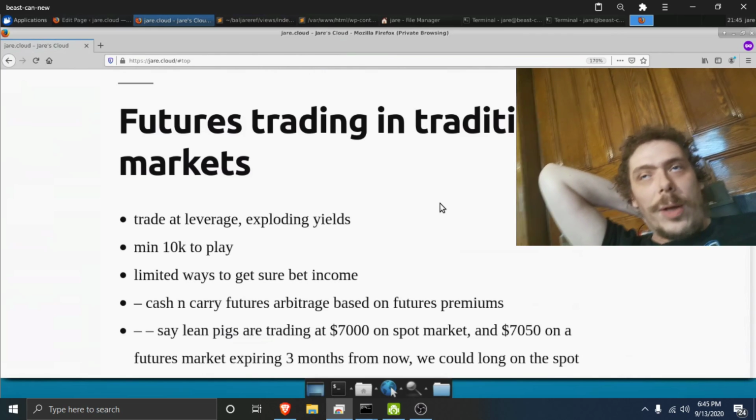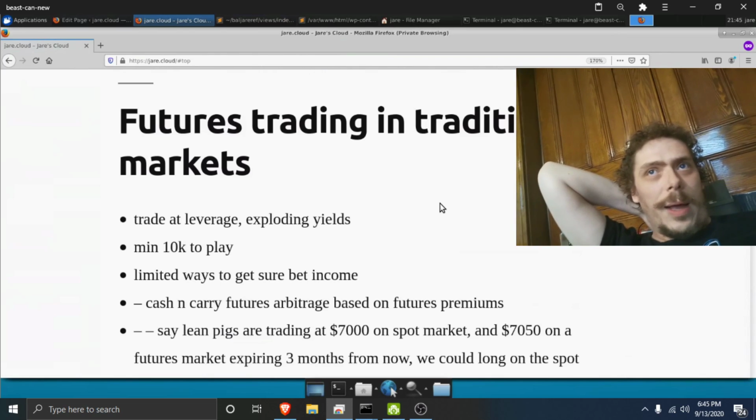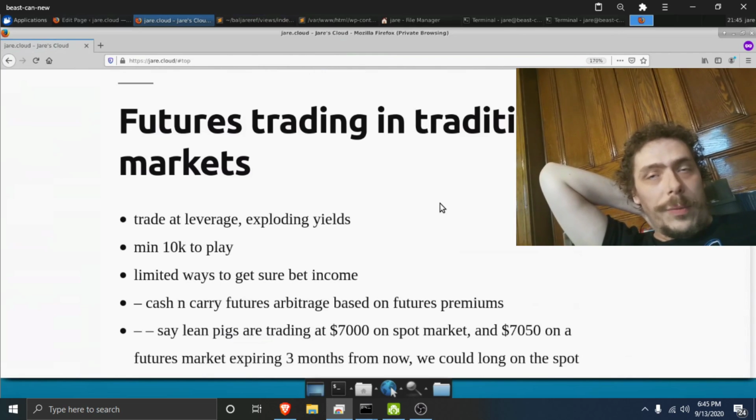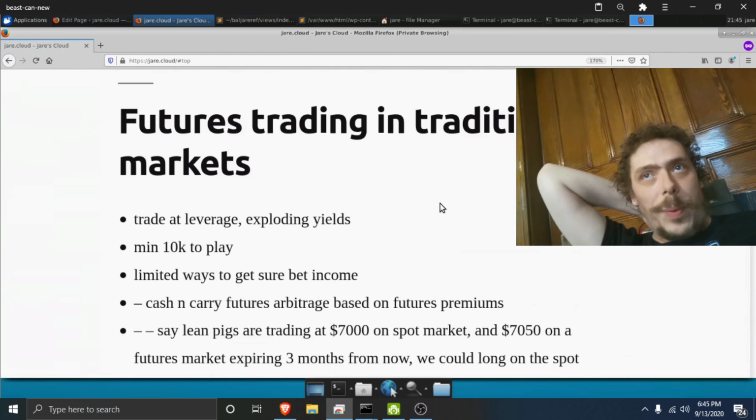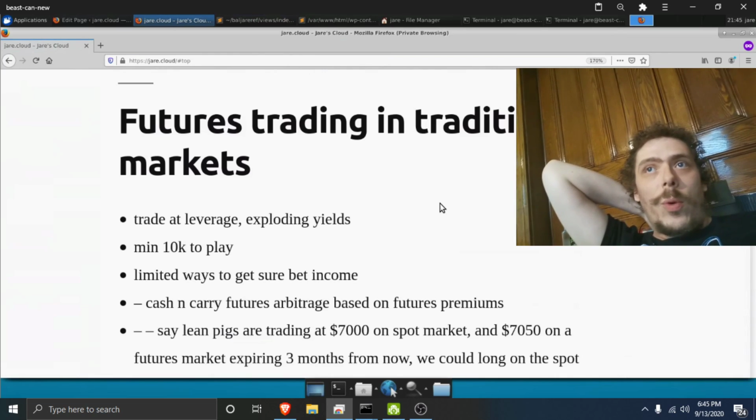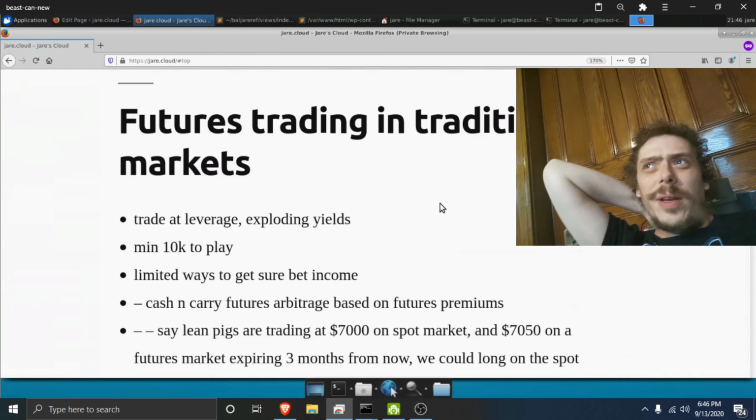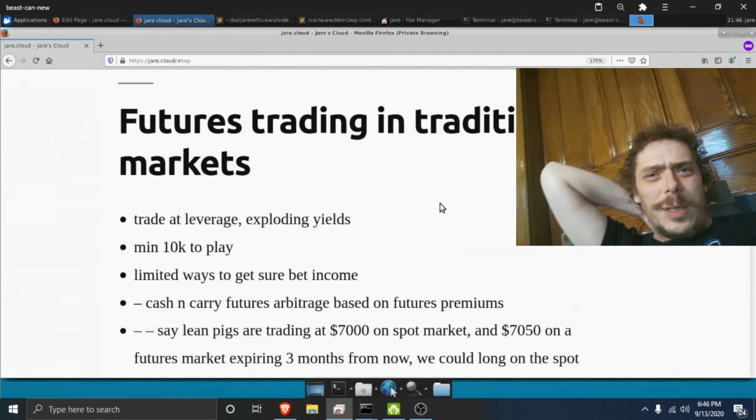I have no idea what the logic is behind that. Now, there are mini and micro lots you can buy for the most popular stocks and stuff, which are less than that. But basically, if you're looking to play with futures on traditional markets, it's a very high requirement. It's a pay-to-play thing. There's limited ways to make sure bet income or arbitrage income, because there's just limited ways you can put them together and figure out ways to protect your investment and to hedge and stuff. And what a hedge is, we'll get into that in a sec.